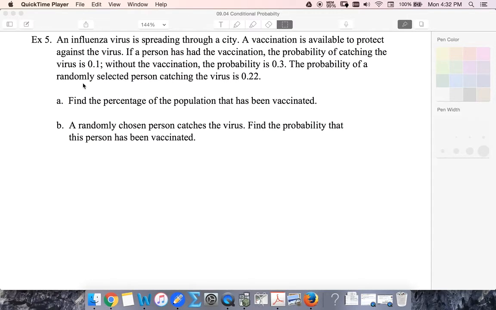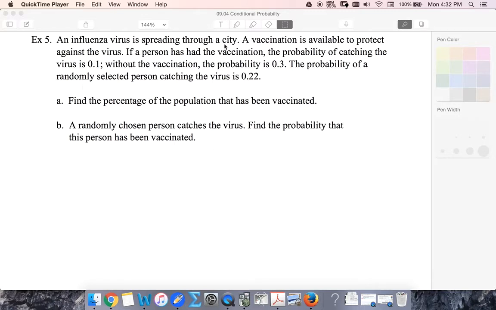Right, here we are with example 5 of flu virus spreading through the city, vaccination available, blah. If a person has the vaccination, the probability that they catch the virus is 0.1, without is 0.3. The probability of catching is 0.22. So let's think about this.